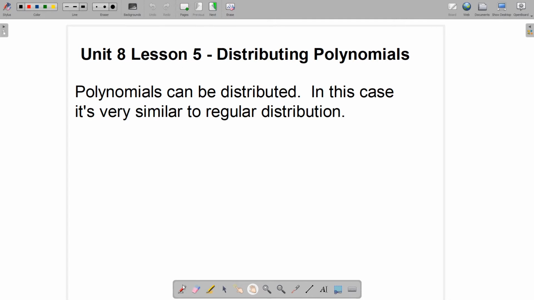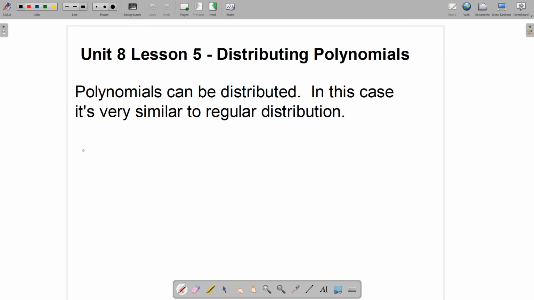So this is Unit 8, Lesson 5. The title of the lesson is Distributing Polynomials. Today we're going to talk about the fact that polynomials, just like regular numbers, can be distributed. Just remember, in math, distribute means to multiply the number on the outside by the numbers on the inside. In this case, it's very similar to regular distribution.